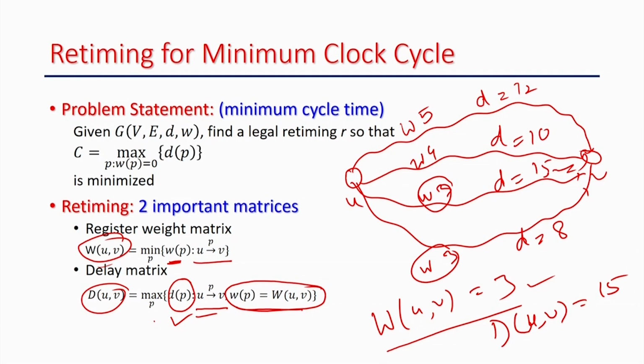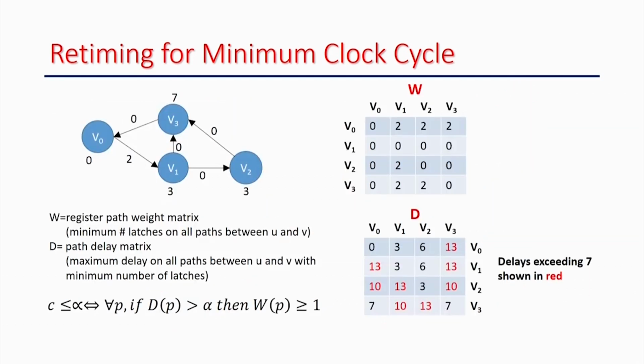So, these are the 2 parameters, and each is a matrix. For each pair of u and v we have to calculate the minimum number of registers between any 2 nodes, and among the paths with the minimum number of registers, the maximum delay. In the example I have taken, W will be 3 and D will be 15. This is how these 2 parameters work.